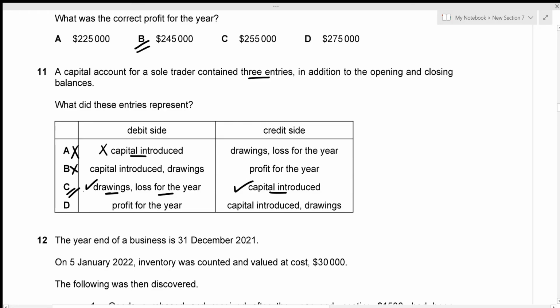So let's just look at option D as well. It has profit for the year on the debit side. And as I've said before, only those things that actually reduce the balance on the capital account are recorded on the debit side. But profit for the year is something that's going to increase the value. So that's incorrect. So option D is incorrect. The correct answer is going to be option C.